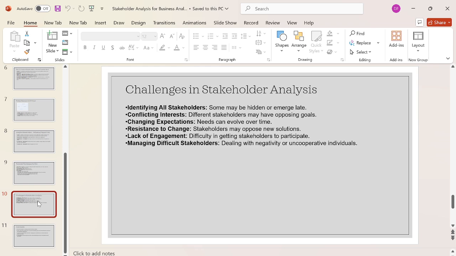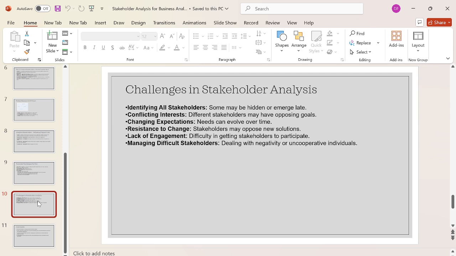Then the conflict of interest. Different stakeholders may have opposite goals and interests in the project, and each stakeholder has different thoughts and different ideas on that project. So that's the conflict between their interests, and we need to manage their requirements and find the appropriate solution that satisfies the business need, business goal, and business objective, and exactly fits the business problem.